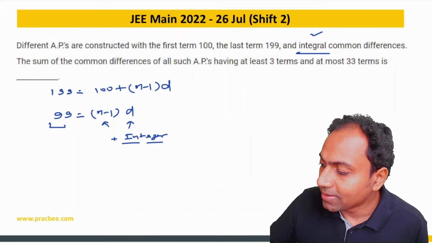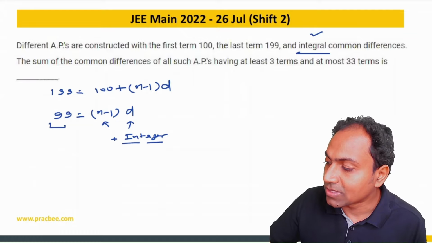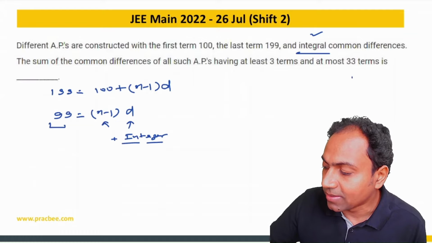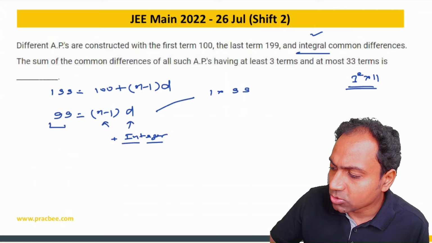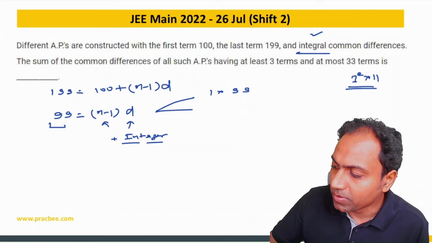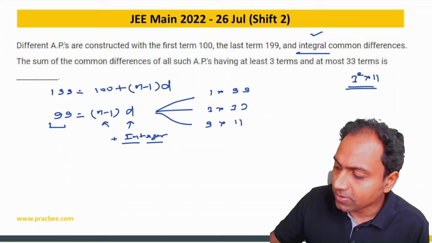So if I do that, for that we'll have to first write the prime factorization of 99. That is nothing but 3 square into 11. So what can happen is we can take 1 here and 99. This could be one of the cases. Another case could be we can take this as 3 into 33. Another case could be we can write 9 into 11.